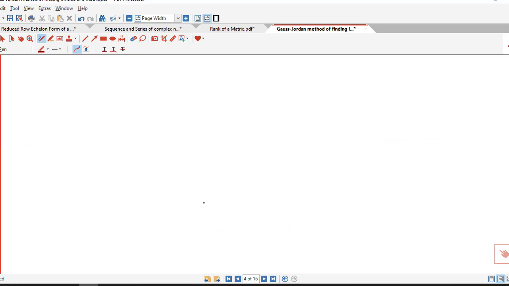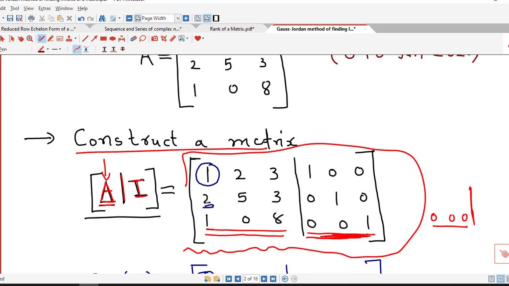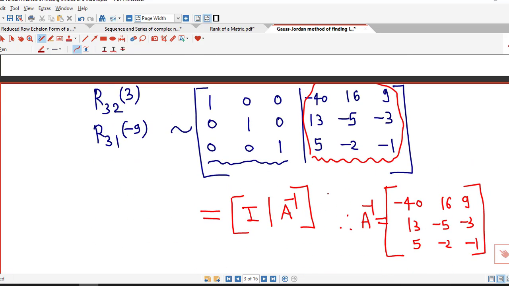You can just construct the new matrix and try to convert your original matrix into reduced row echelon form, and whatever matrix you obtain on the right hand side after that is nothing but the inverse of the given matrix. And be careful while doing this process. If you obtain a 0 row anywhere on the left hand side, then A inverse does not exist. So I hope you are able to understand this Gauss-Jordan method of finding the inverse. Thank you very much.